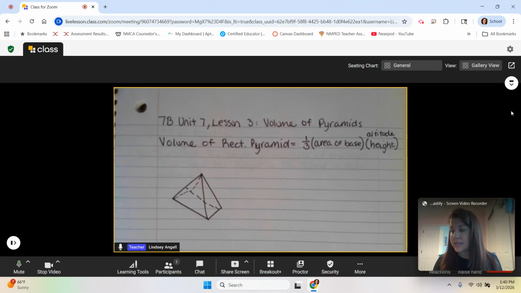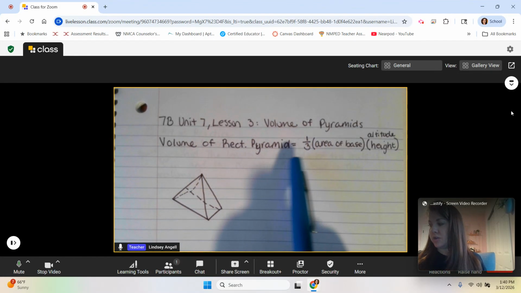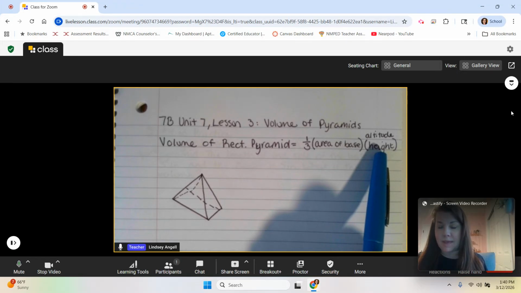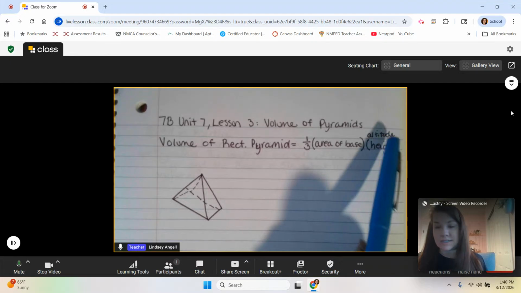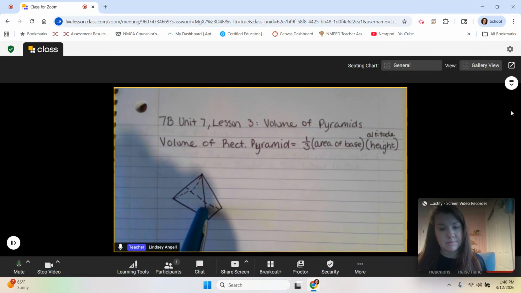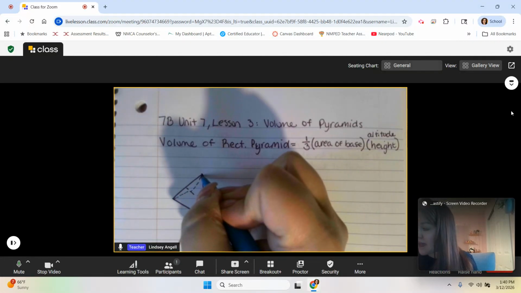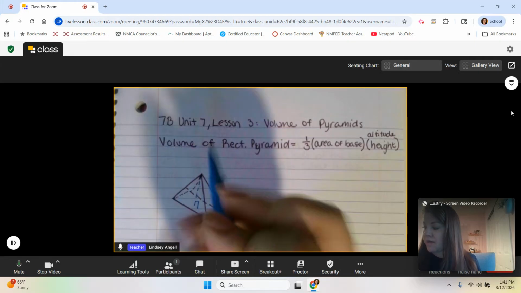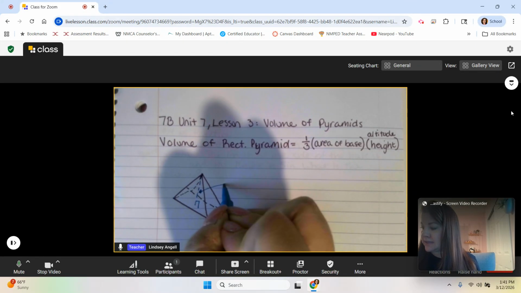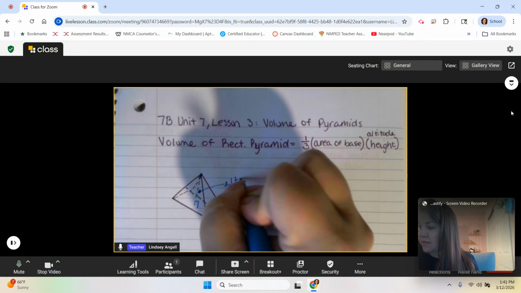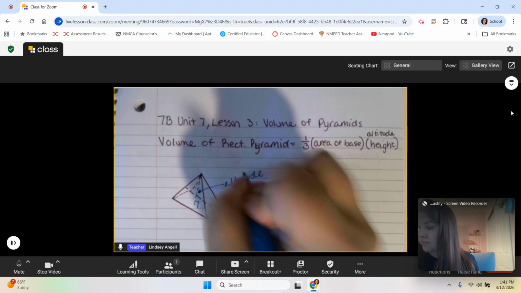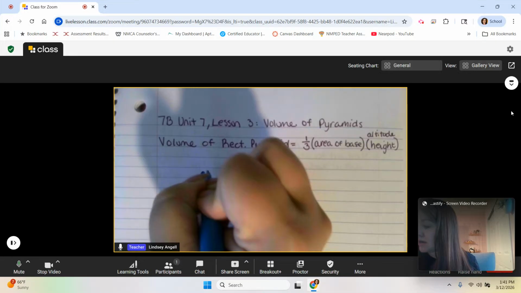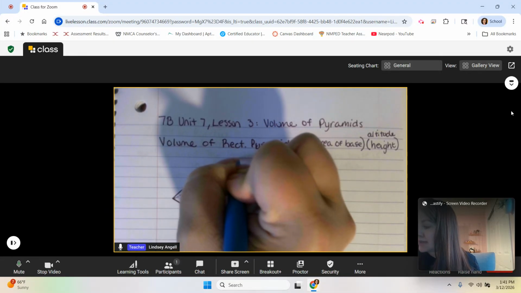But the formula that we need to know is the volume of a rectangular pyramid is 1/3 the area of the base multiplied by the height. Okay? Sometimes the height is also called altitude, especially when it comes to pyramids. That is the perpendicular distance from the base to the apex, which is the vertex across from the base. This right here would be called the apex.